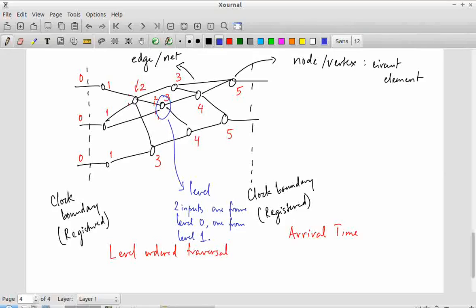okay? As long as you can make sure that you go through this entire circuit in increasing order of level, right? You can be sure that you will always keep on accumulating the delays. You will never end up with a situation where you calculate the propagation delay up to the output of some gate and then you find that some other input is coming in which has a greater delay.